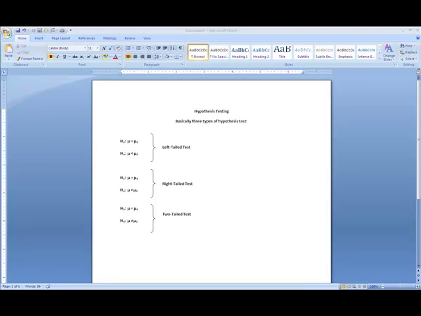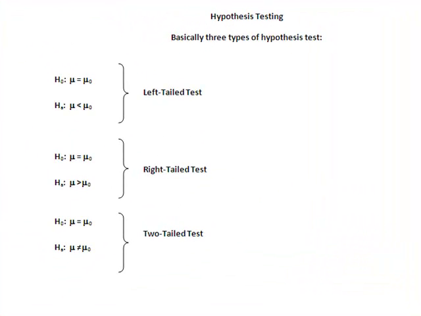Now, last time we talked about the three basic types of hypothesis testing: the left-tailed, the right-tailed, and the two-tailed test. And of course, what you do is the null hypothesis looks exactly the same. It's the alternative that changes. And we try to collect enough evidence to support the alternative hypothesis.